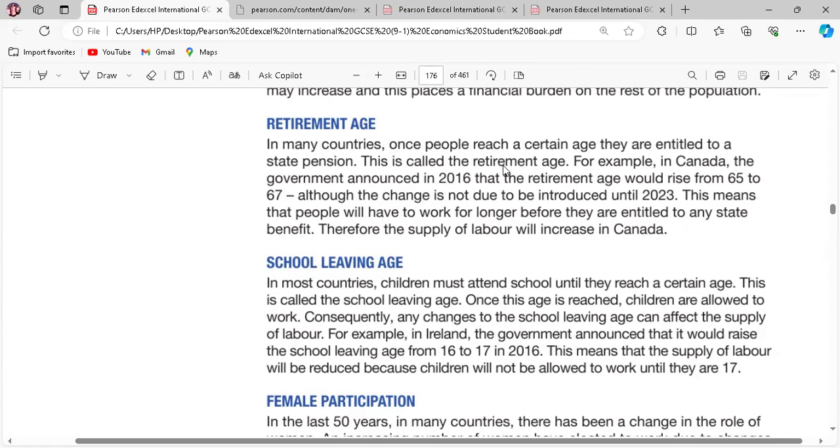So the supply of labor can also be based on retirement age. If the retirement age is increased, then the supply of labor would increase. But if the retirement age is reduced, then the supply of labor would also reduce, shifting leftward.